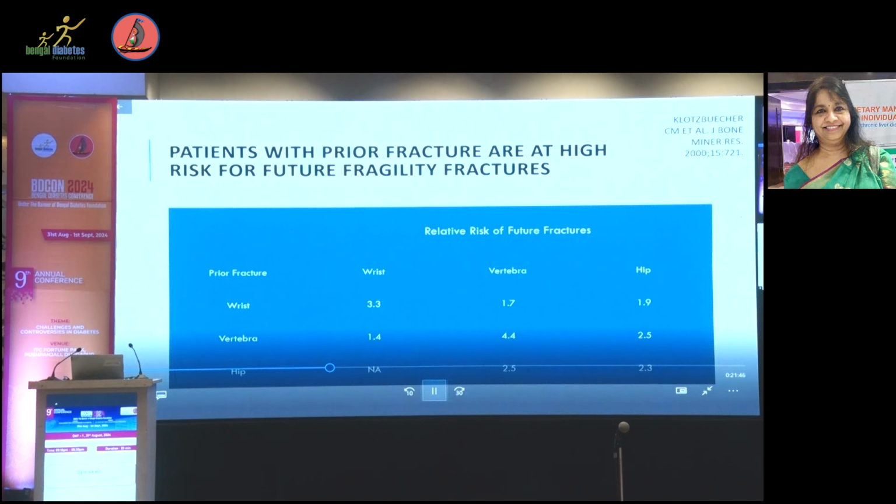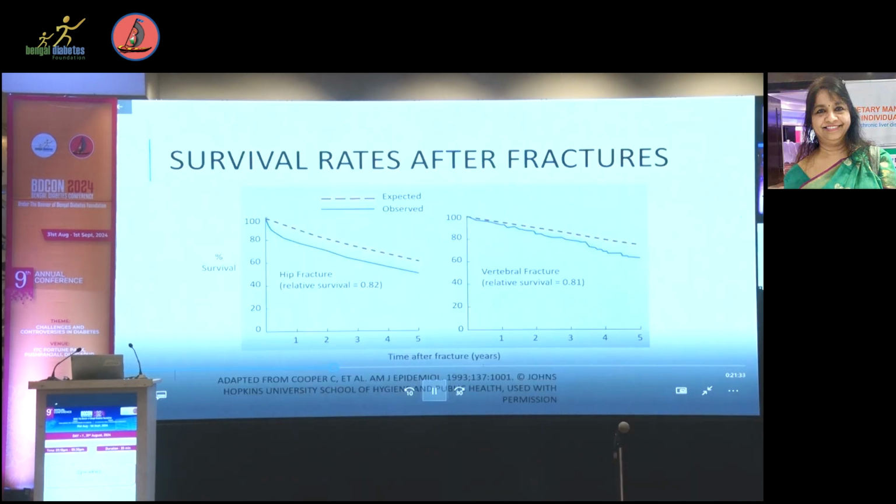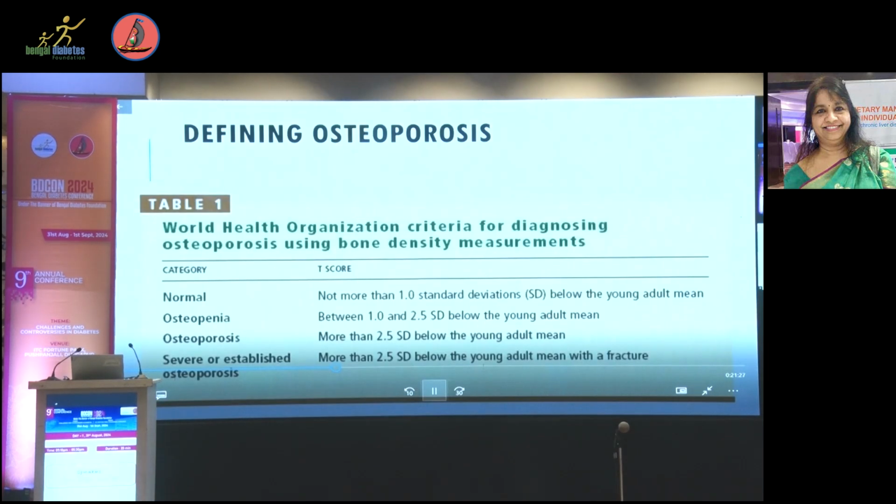And we know that patients with a prior fracture are at greater risk for future fragility fractures. As you see here, if someone has had a hip fracture, they are at greater risk for a vertebral fracture and another hip fracture. As I mentioned already, survival rates after fractures are lower.